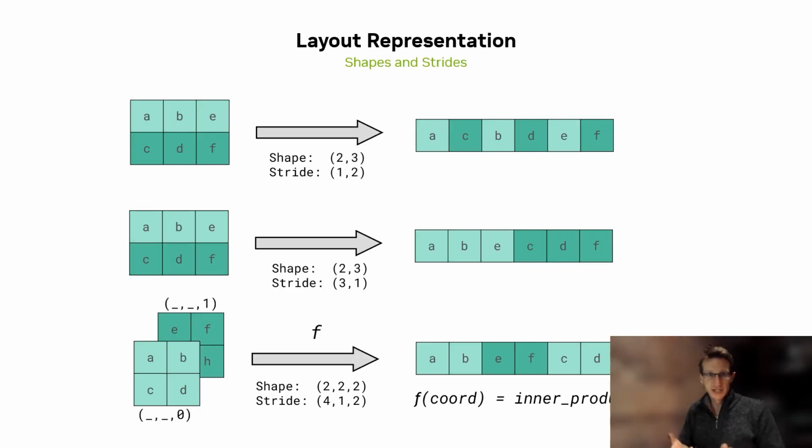In layout representations, it's common for every shape to have an associated stride, and the map from coordinates to offset is computed via the inner product between the coordinate and the stride. Many libraries, including mdspan and the C++ standard, take this idea and naturally extend it to arbitrary rank. I'm showing a row major stride, a column major stride, and a rank 3 tensor layout on the bottom.